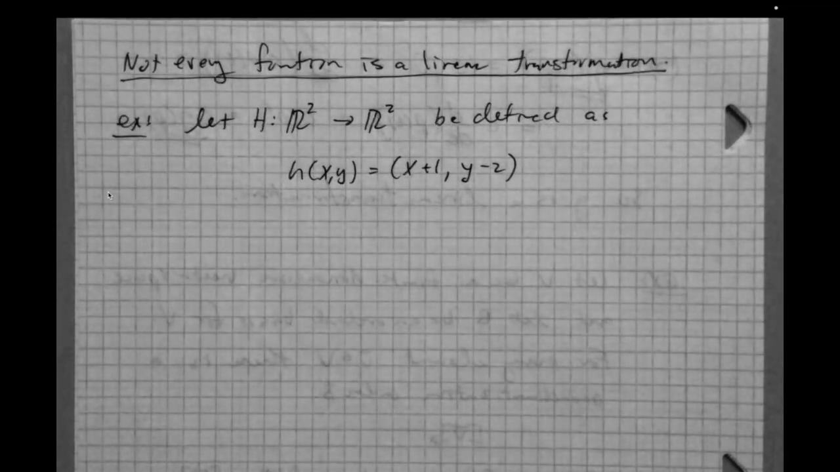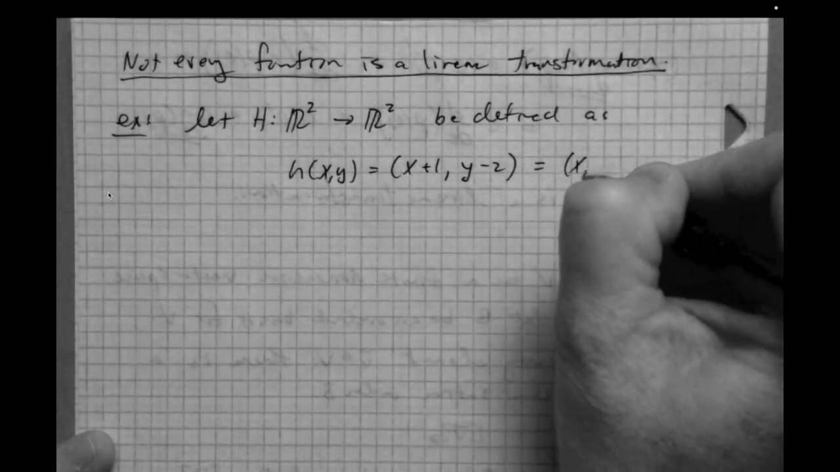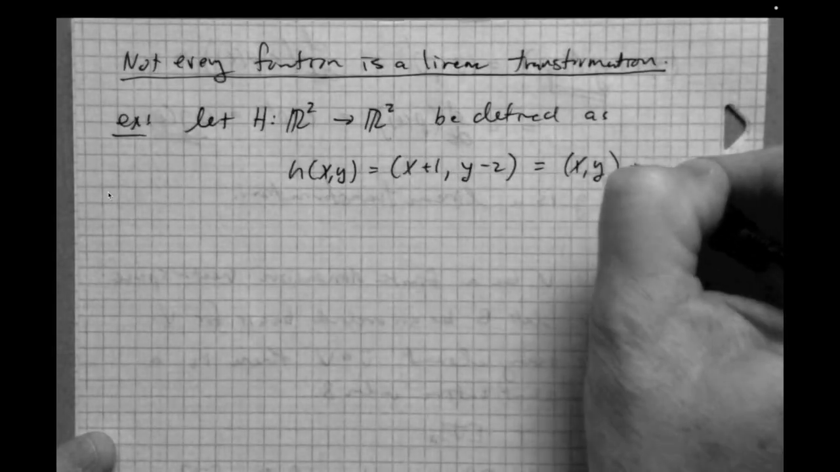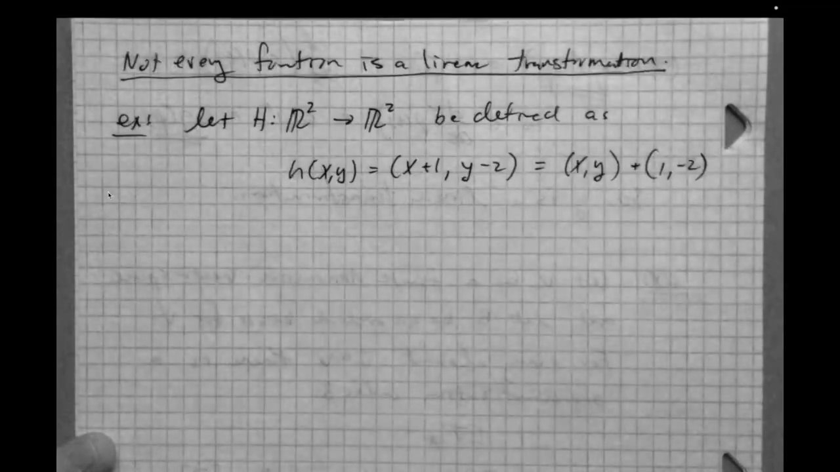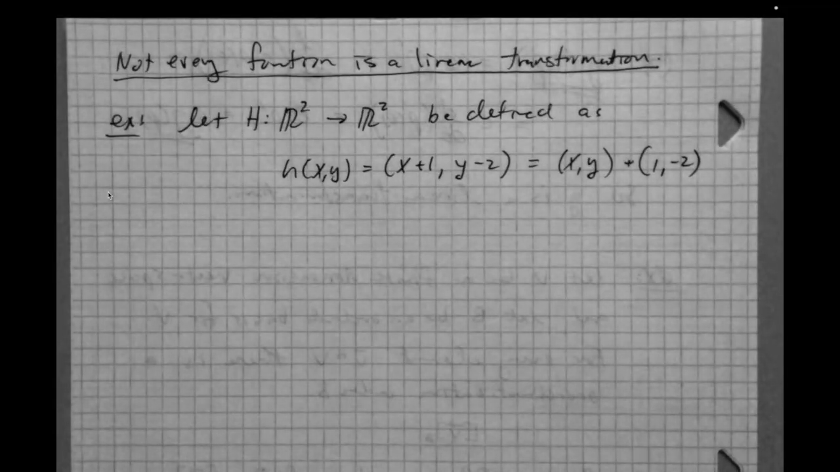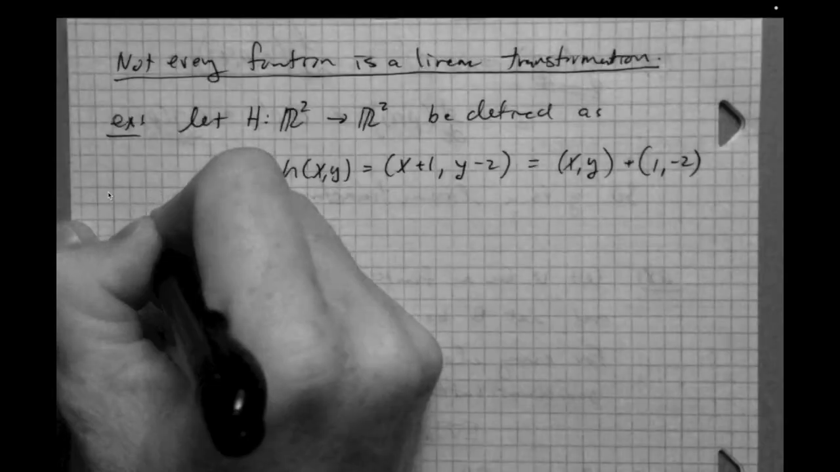It's a seemingly straightforward function here. So we know that this basically means you're going to take (x, y), whatever it is, and just add (1, negative 2) to it. It's the same thing: add 1 to the x component, add negative 2 to the y component. And if we were to try to prove that this is a linear transformation, we would run into trouble. It's very easy to find a counterexample.